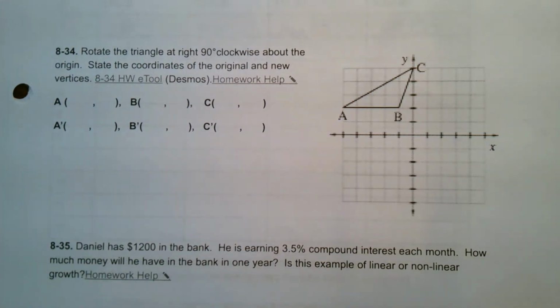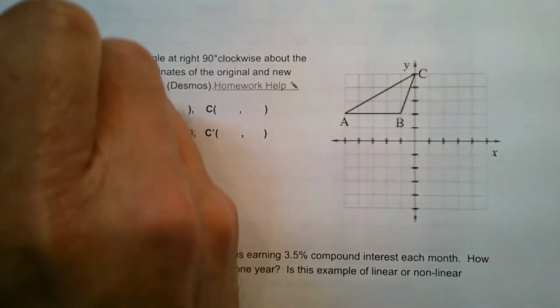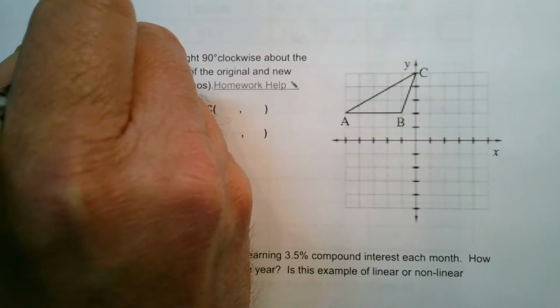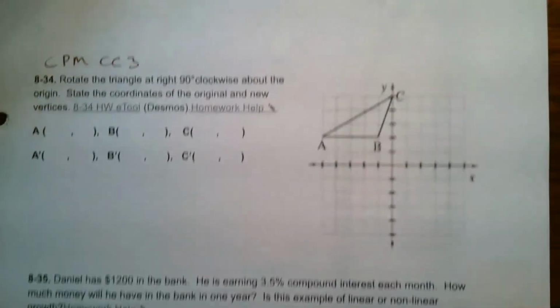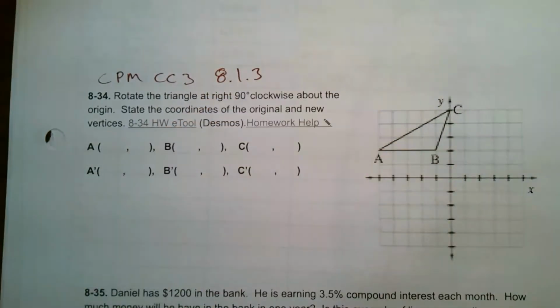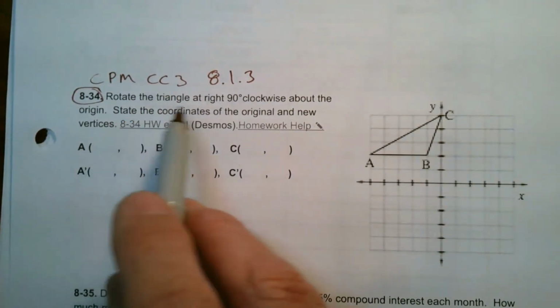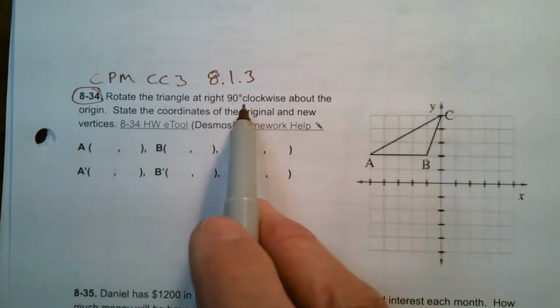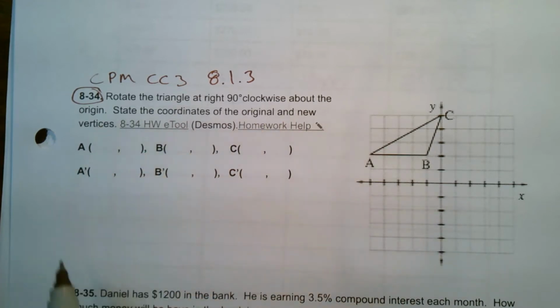We are looking at a transformation here, a rigid transformation problem. This is coming from CPM's Course 3, I believe section 8.1.3, number 8-34. It says rotate the triangle at right, so here's my triangle, 90 degrees clockwise about the origin. State the coordinates of the original and new vertices.